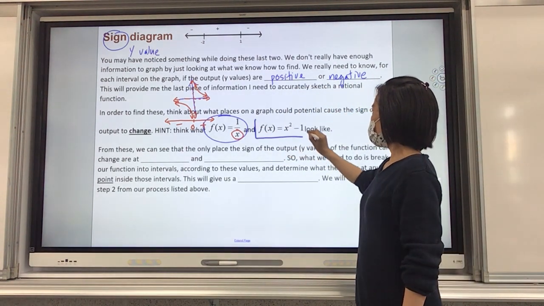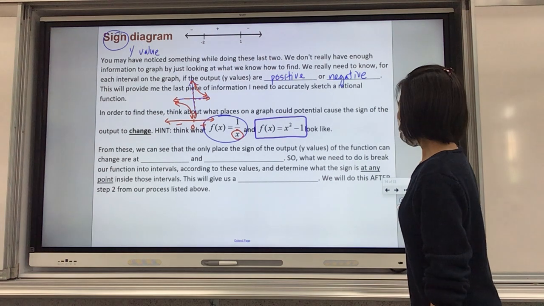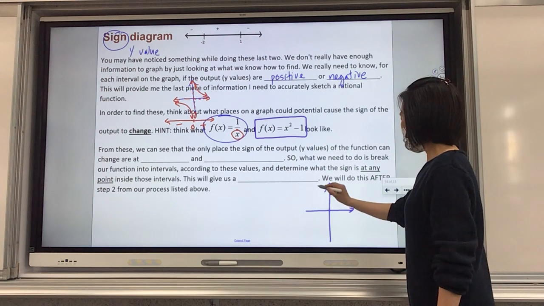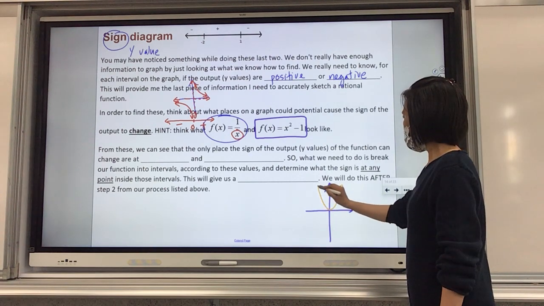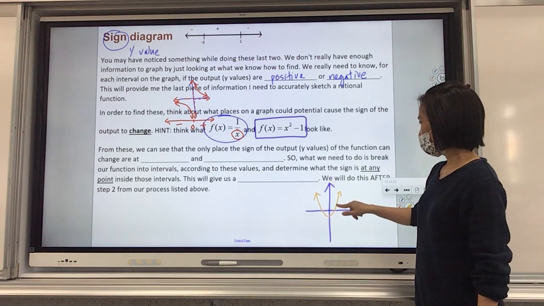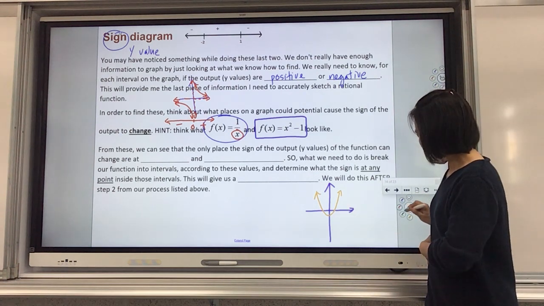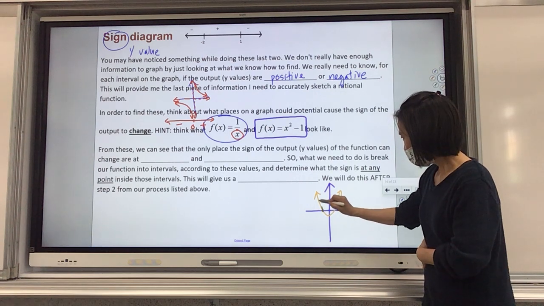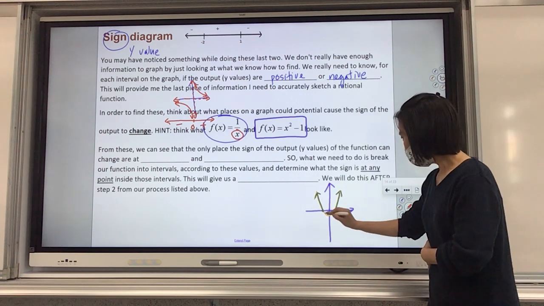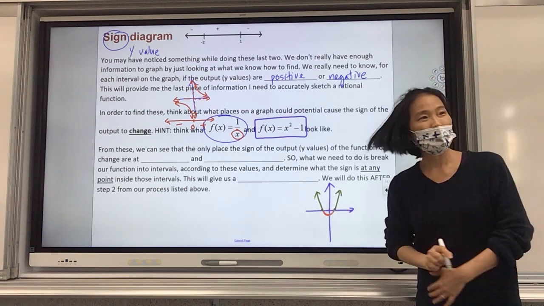Another example like this. y equals x squared minus 1. I'm going to put it down here. This is x squared, right? x squared minus 1 is going to go down by 1. You see, this part is positive y. In between, this is negative. These are negative y values.